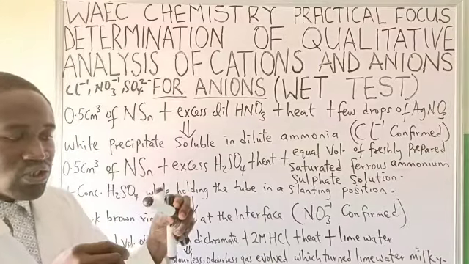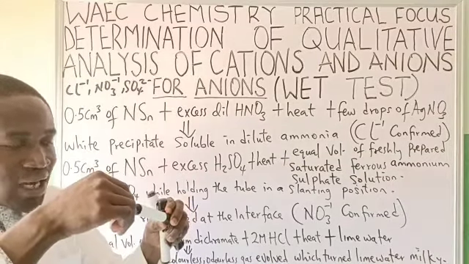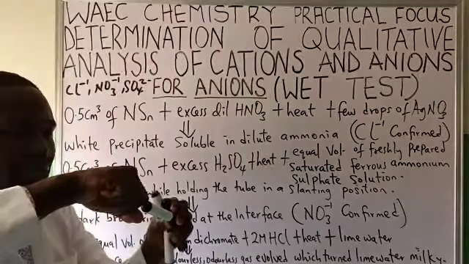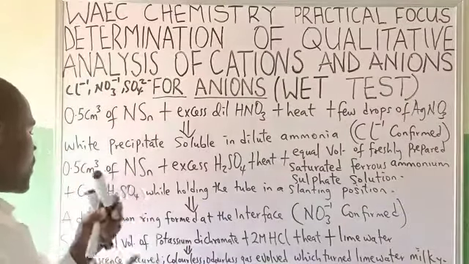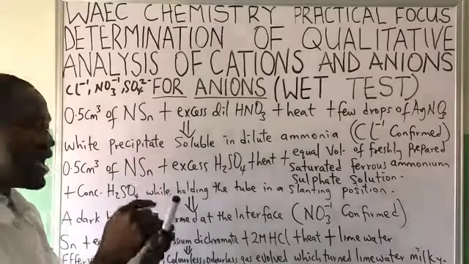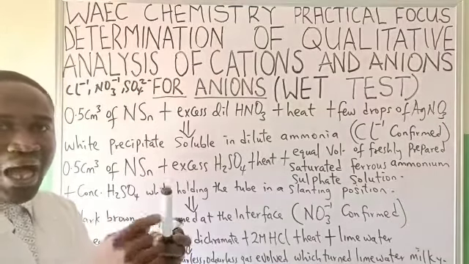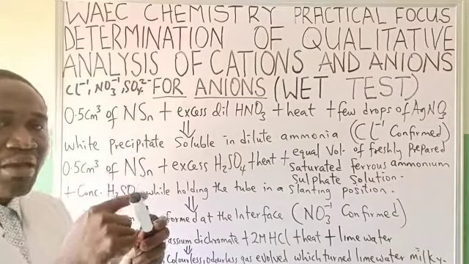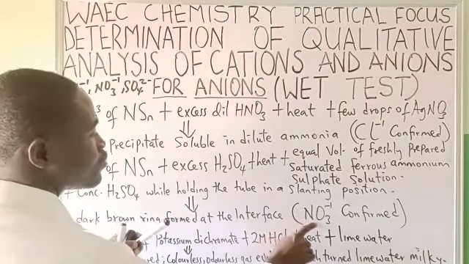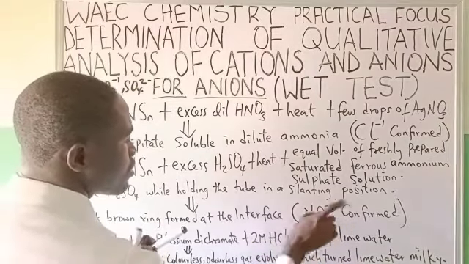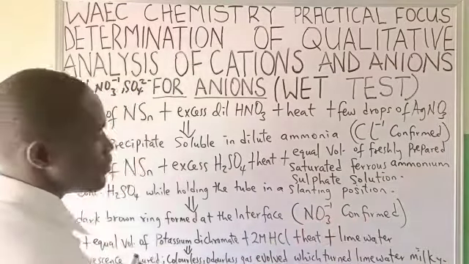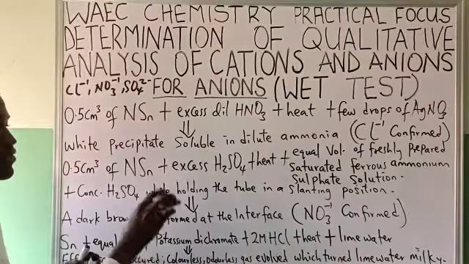I'm holding the test tube in a slant position. I'll be adding conc H2SO4. When I'm adding my conc H2SO4, if it gives me a dark brown ring at the interface, it means we are talking about what? NO3 minus ion. So what you'll be writing is confirmed, because this is the confirmatory test for it.